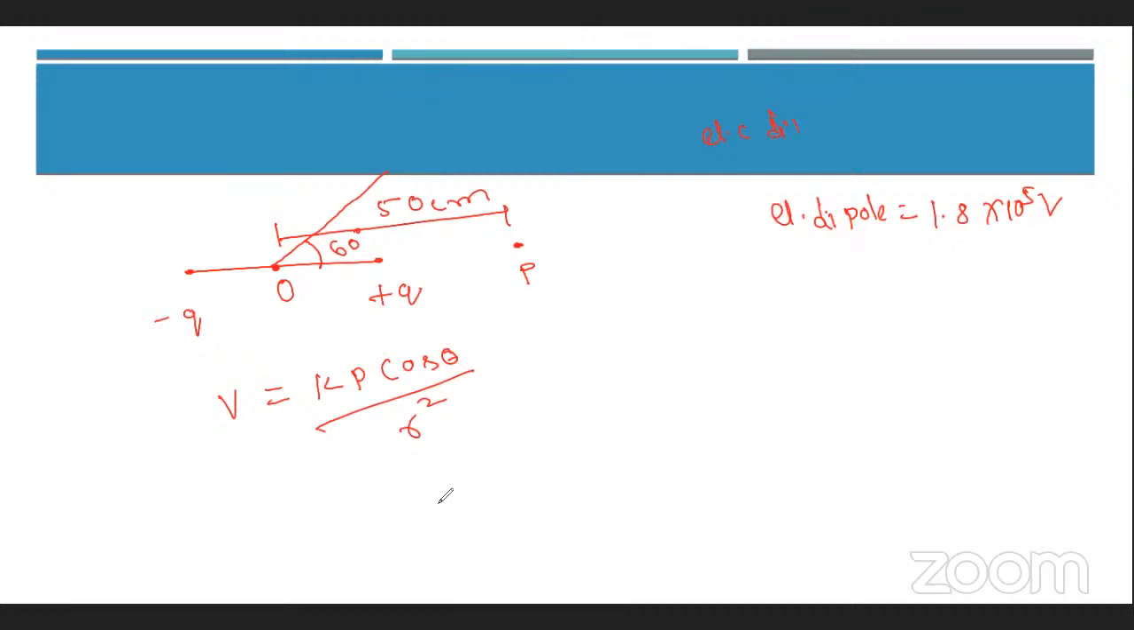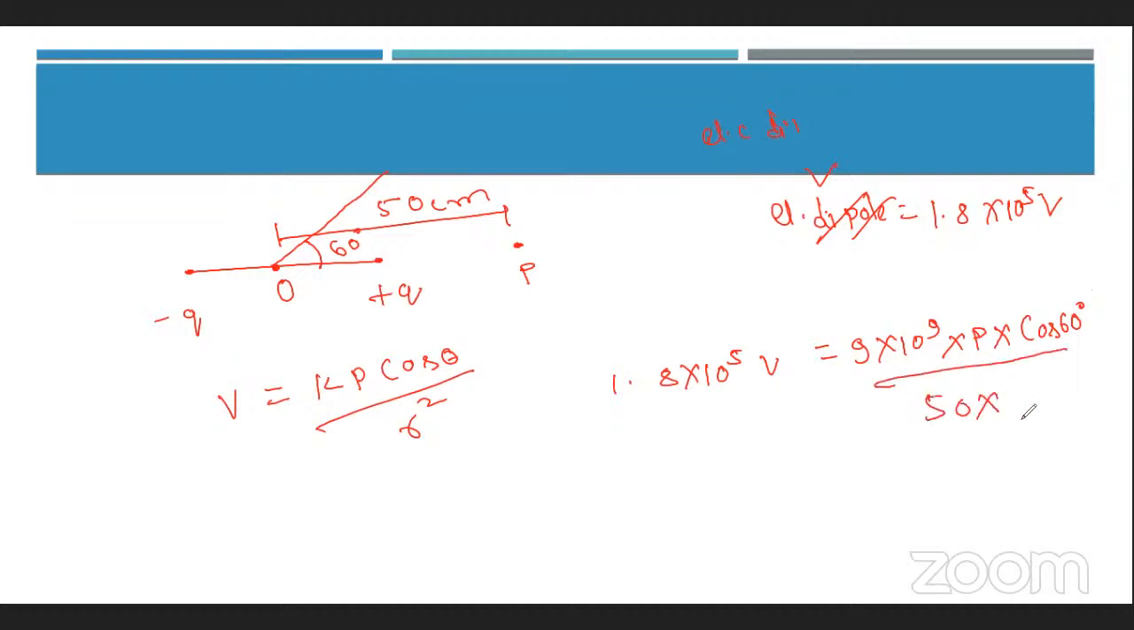So we can substitute the given values. The potential given is 1.8 into 10 raised to 5 volts. We have to find out the electric dipole. This is V, the potential given to you. So we have 1.8 into 10 raised to 5, K value is 9 into 10 raised to 9, and then we have to find out P. So P will stay as P cos 60 degree. R square is basically 50 into 10 raised to minus 2 meter. So we have to calculate P.